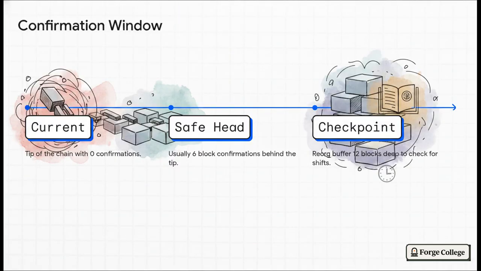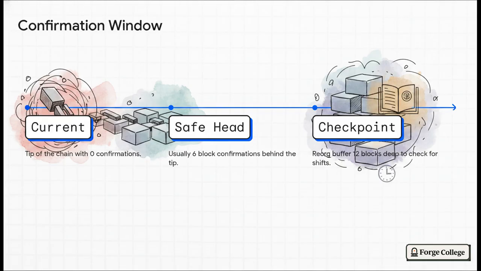To prevent total chaos, we engineer a confirmation window. You should never, ever implicitly trust the very tip of the chain, the current block with 0 confirmations. Instead, we wait for a safe head, say 6 block confirmations behind the current tip. Furthermore, we keep a checkpoint file on our server tracking the last processed block, and we maintain a reorg buffer, maybe 12 blocks deep.